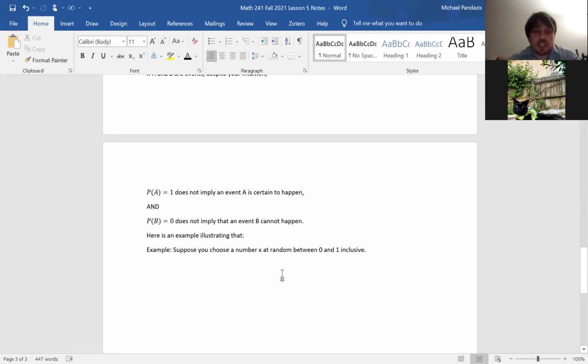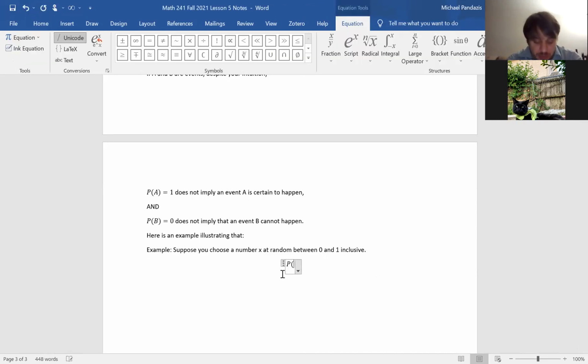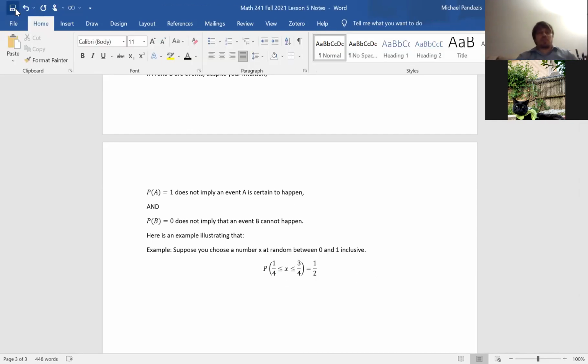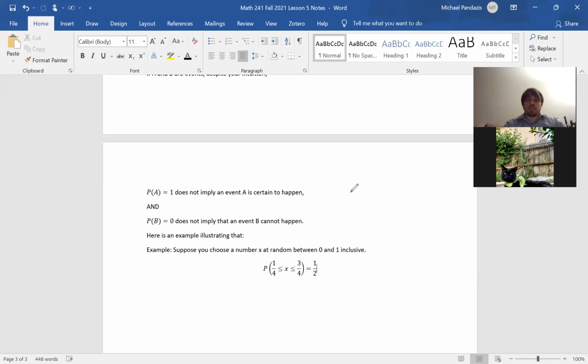Let's say you wanted to think about the probability of 1/4 ≤ X ≤ 3/4. Well, you probably have some intuition on this. That would be 1/2, right? Because if you think of the space that's taken up by the interval 1/4 to 3/4 and the space of the entire unit interval, it takes up half the space.